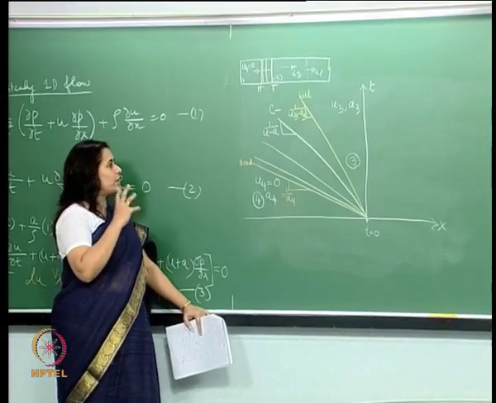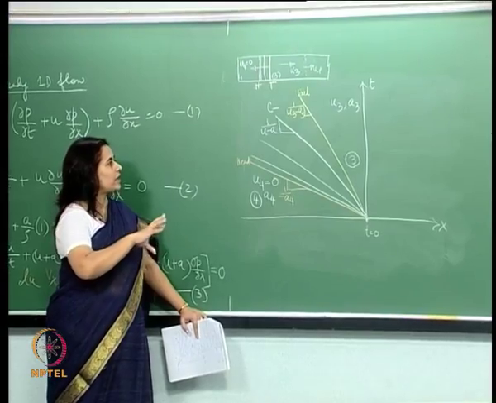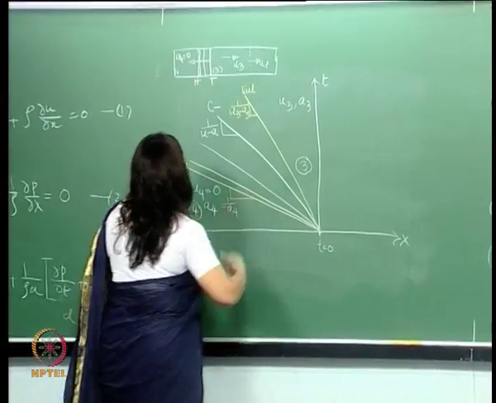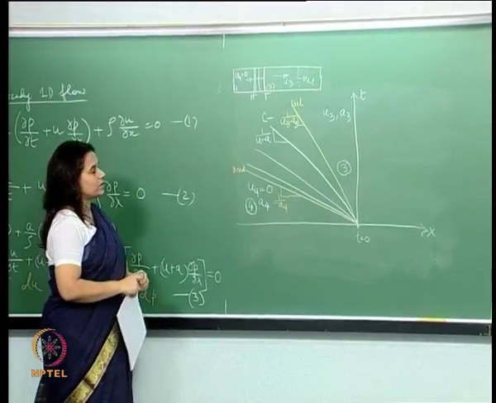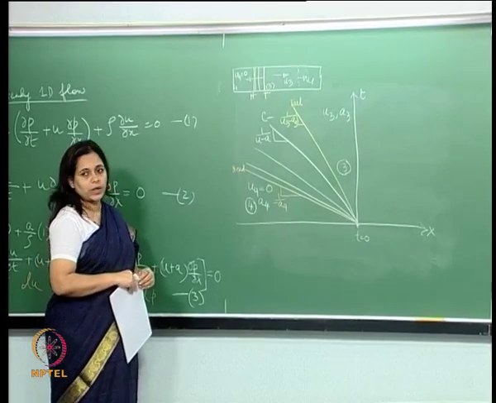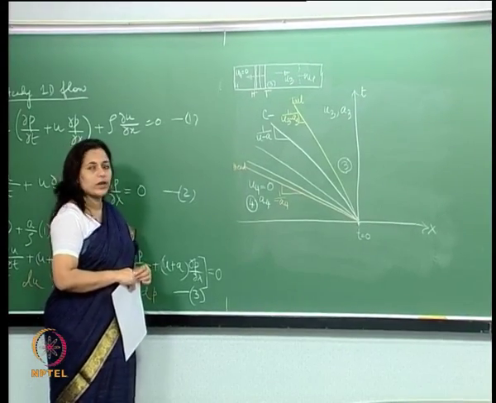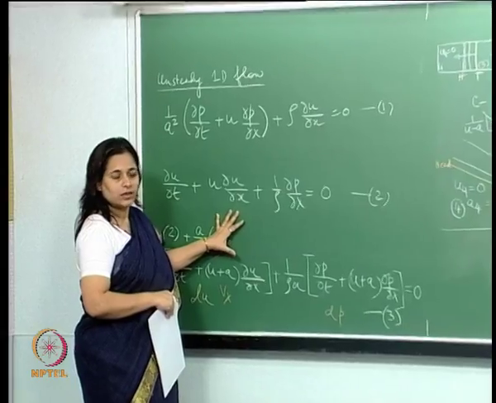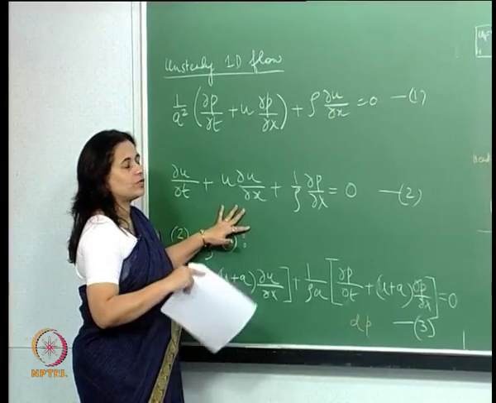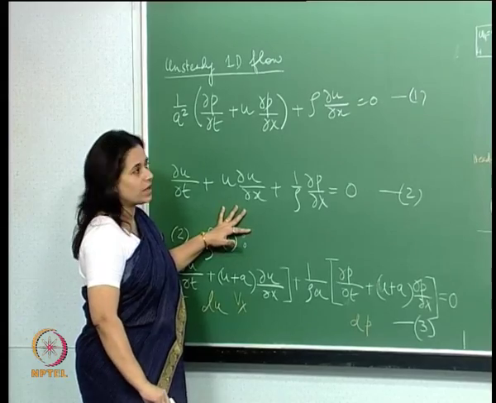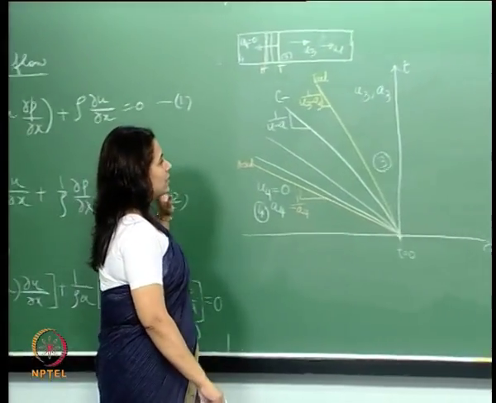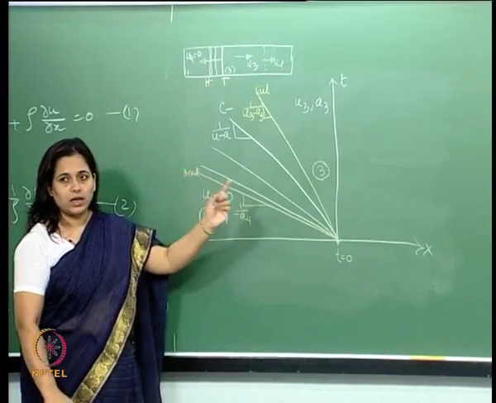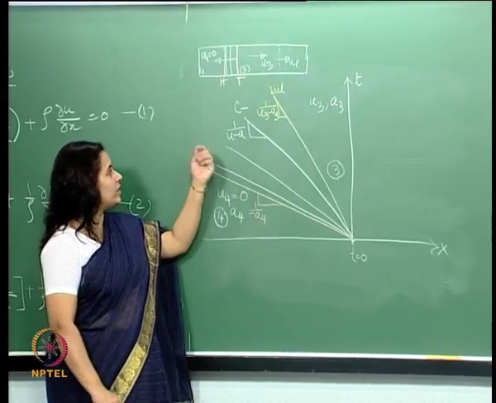So I say that this is my expansion fan and I am drawing the characteristics. Why am I doing this? Basically what I need is the properties across the expansion fan, right? And how am I going to do that? Well, I say that these are my governing equations of an expansion fan, and what I have found is that the solution to that lies on lines which are known as characteristics.